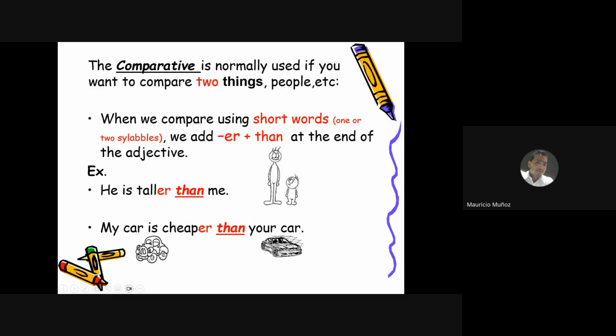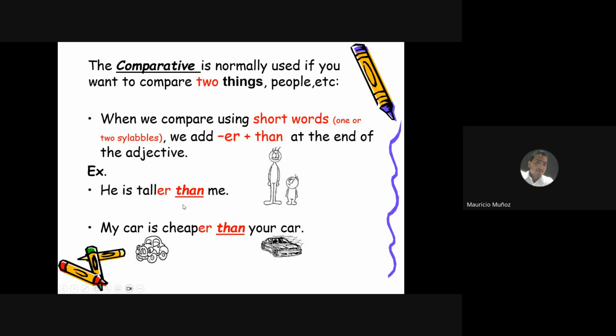So when we compare again, the car is cheaper than your car, or he's taller than me. Tall, taller, cheap, cheaper. It's comparative. Taller, más alto, cheaper, más barato. And the word than, que significa que. He's taller than me. Él es más alto que yo.